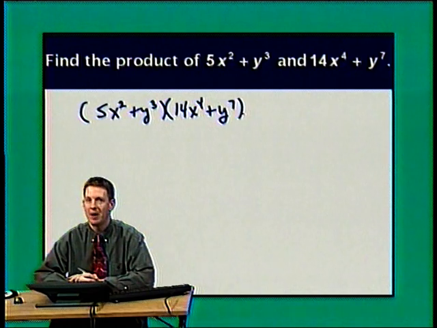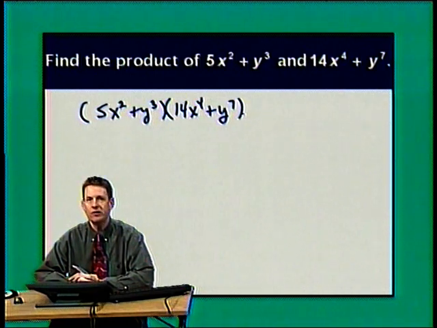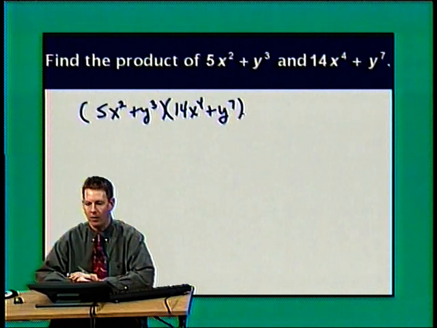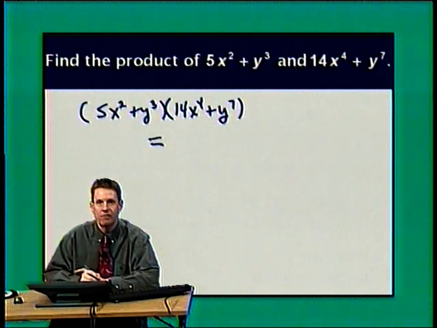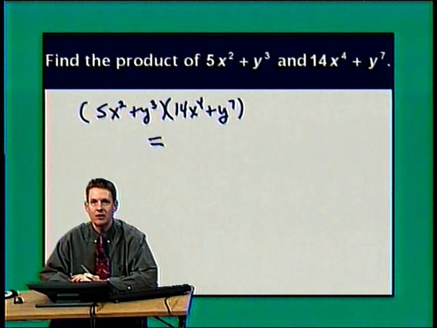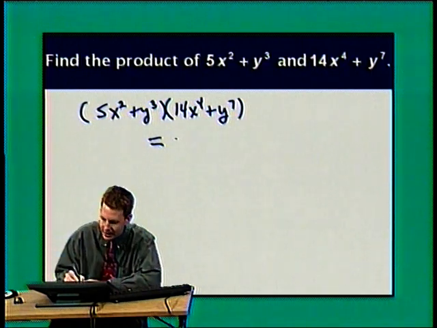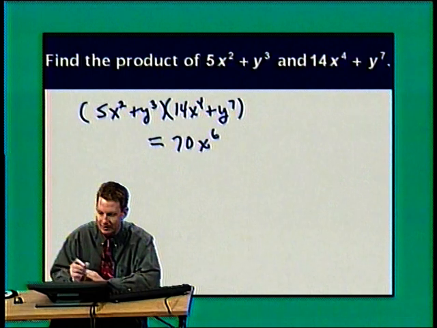That has huge repercussions. Because when you have addition going on in one or more of the factors in the product, you cannot immediately begin applying the rules of exponents. You have to either distribute or use FOIL or use some other sort of polynomial multiplication algorithm. Here, since I'm multiplying together two binomials, I'm just going to go ahead and FOIL. So when I find the product of the first terms, that's 5x squared times 14x to the fourth, that's going to give me 70x to the sixth.